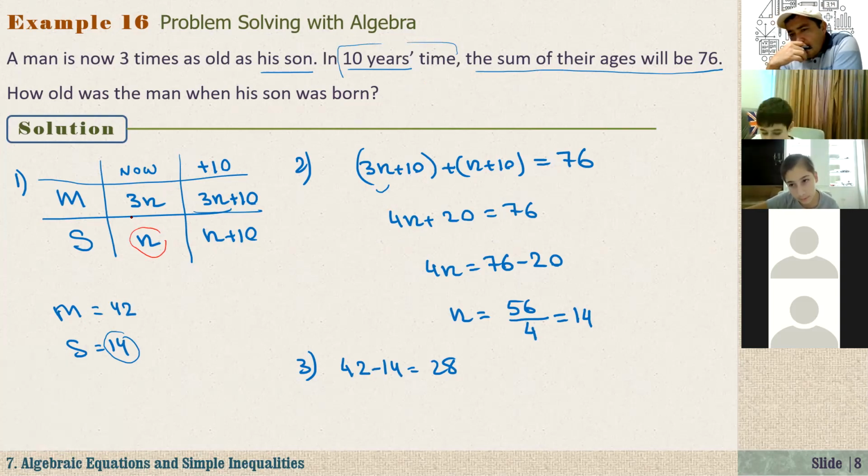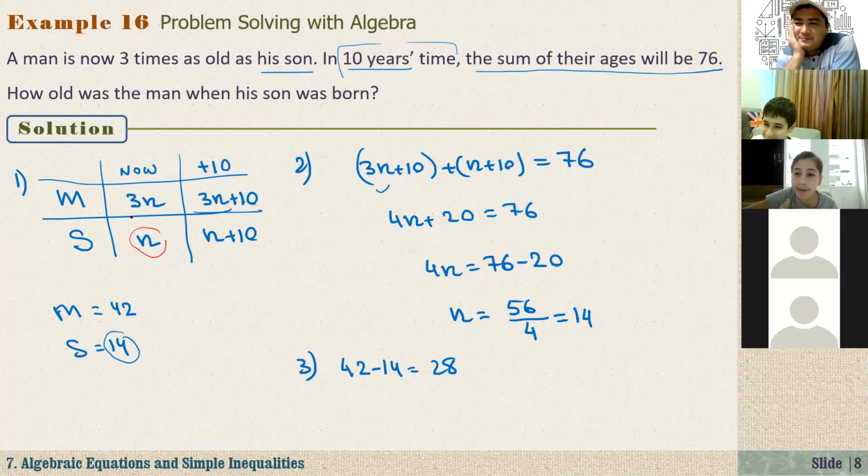Yeah, I know how it was done, and I understood. But they said that the man was 3 times as old as his son 10 years ago. So when his son was 4, he was 3 times as old. Yes, that's what I'm saying too.